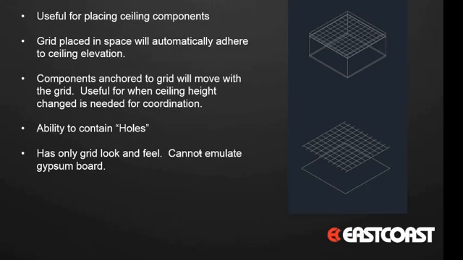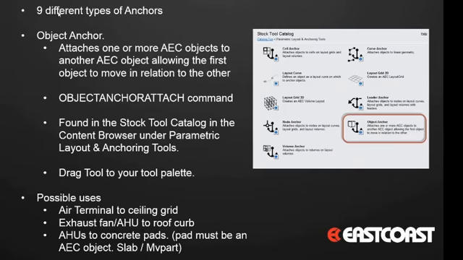And this is where we want to talk about anchors. In AutoCAD MEP, there are 9 different types of anchors. I am not going to go over all of them. What I'm going to go over today is the most versatile one, which is the object anchor. What the object anchor does is it attaches one or more AEC objects to another AEC object, allowing the first object to move in relation to the other. In other words, if we take the air terminal and we anchor it to the grid, when the grid moves, the air terminal will move with it.